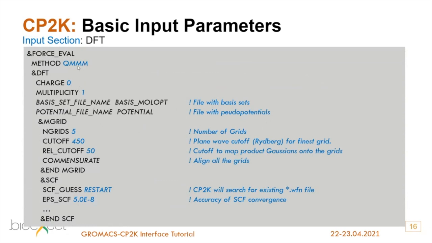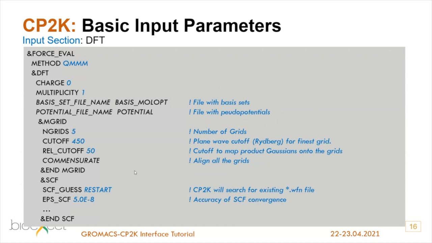So the method we're using is QMMM. Here is the charge and multiplicity. They are passed just directly to CP2K. This is the basis set file name and potential file name. This is just a basis set database of CP2K. Usually they are provided with the CP2K installation, but you also can use your own if you want.